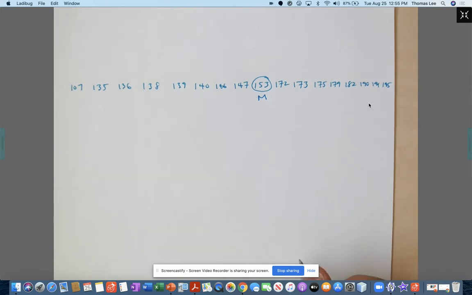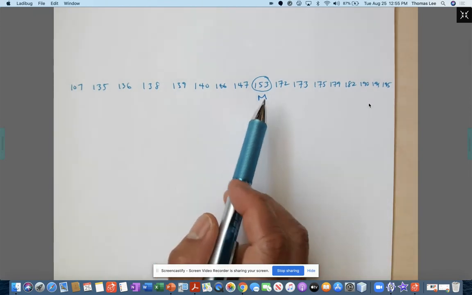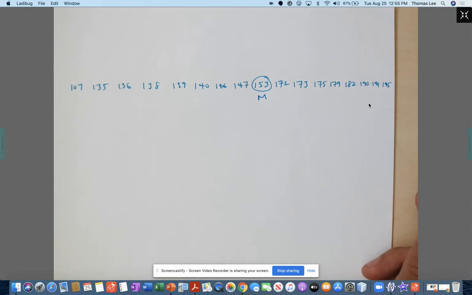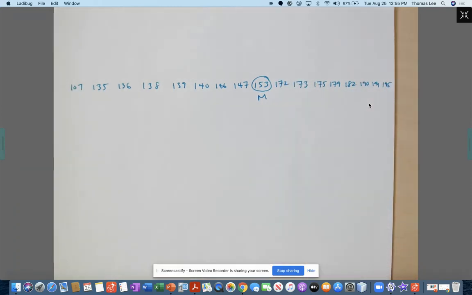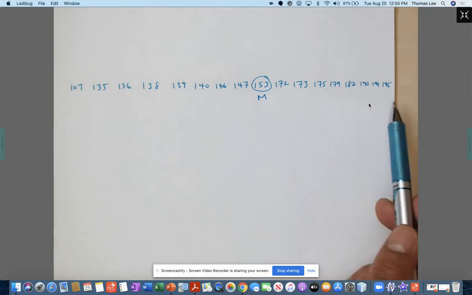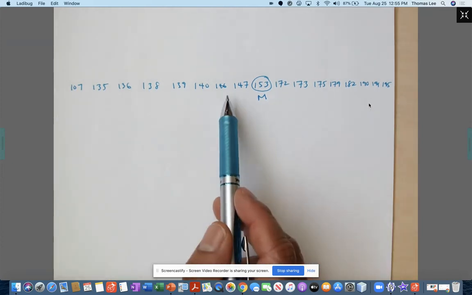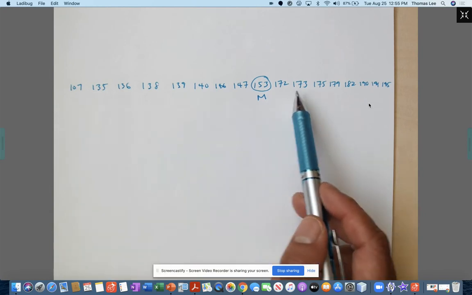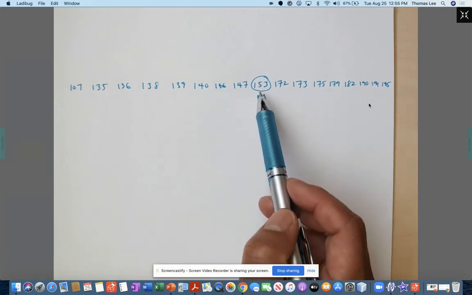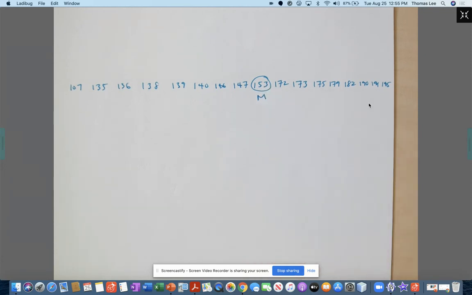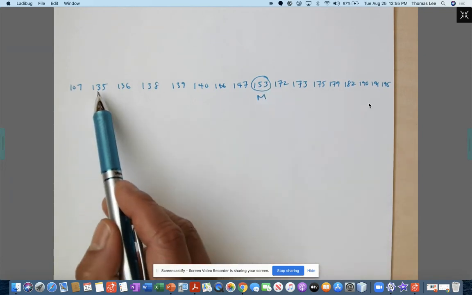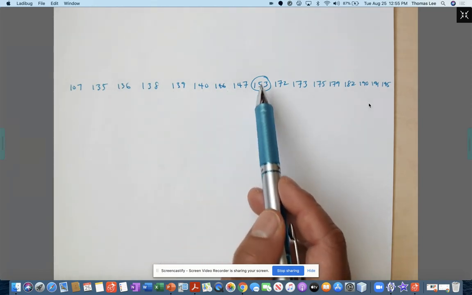Okay, and so the median breaks the data up into a lower half and an upper half. And how do I find the median? I don't count by twos or whatever. I just know that if I have 17 observations, then I'm going to have 8 observations here and 8 observations here. So my middle observation is going to be my ninth observation, right? So 1, 2, 3, 4, 5, 6, 7, 8, my ninth observation.